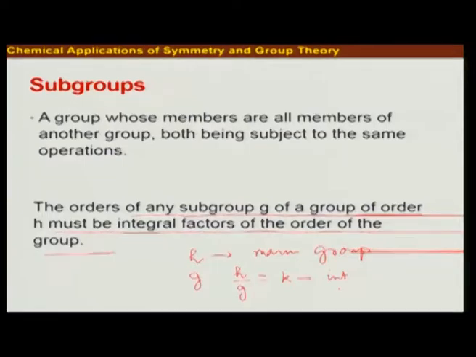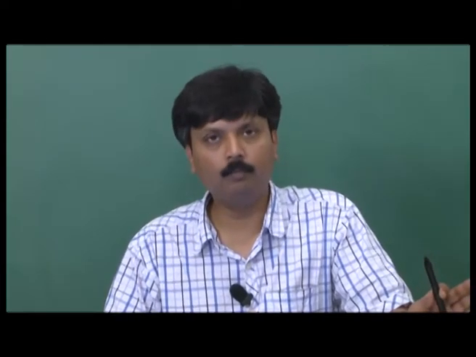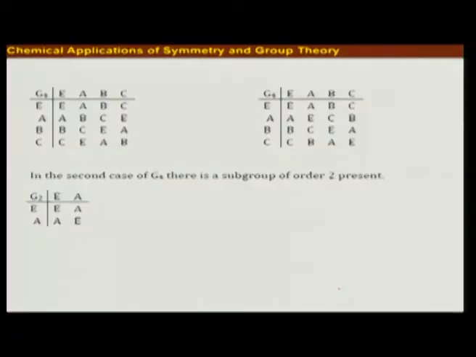So what does that mean? If I have a group of order 6, then the subgroups that can actually be formed can have the order 1, 2 and 3. Out of that, 1 is the trivial example, and 2 will be another one, and the third subgroup that is possible is having order 3. So here we will look at some other group multiplication tables, that is G4.